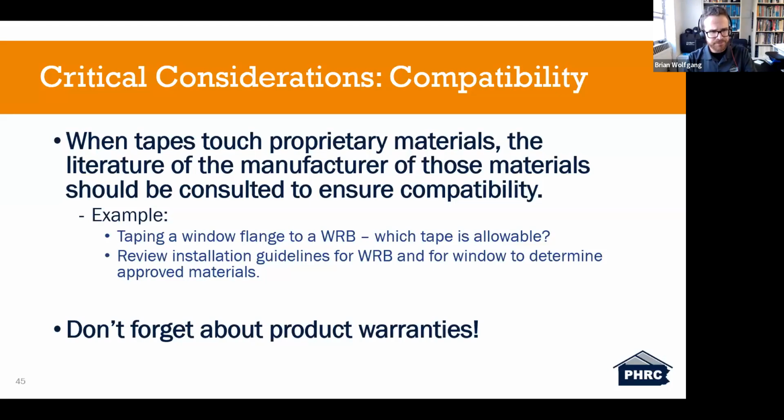What I mean by that is, if you're taping a window flange to a water-resistant barrier for a drainage detail, you're flashing that window, is there a specific tape that is or isn't allowed? Should you review the installation guidelines for the water-resistant barrier or for the window to determine approved materials? Now, this isn't something you would need to do on every single job. You're not often going to change the type of material you use for every single job.